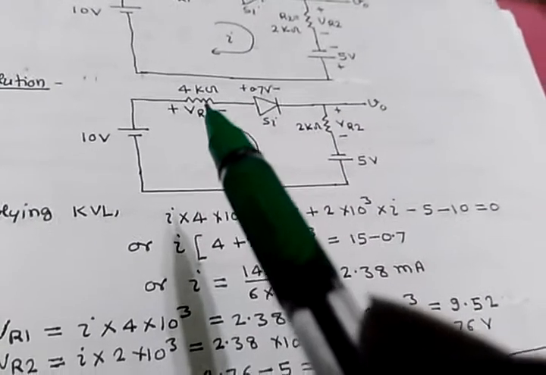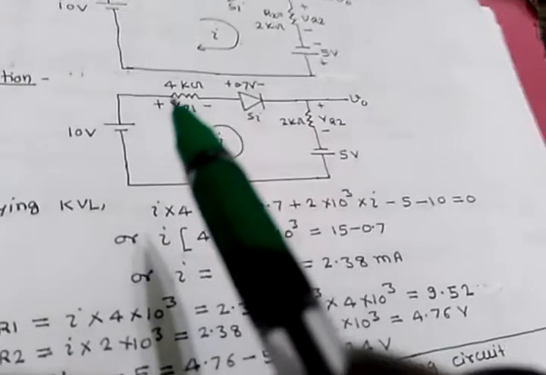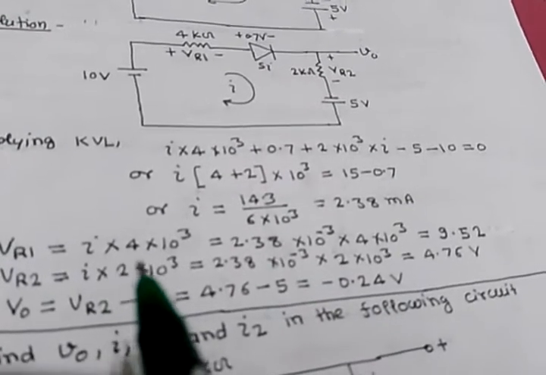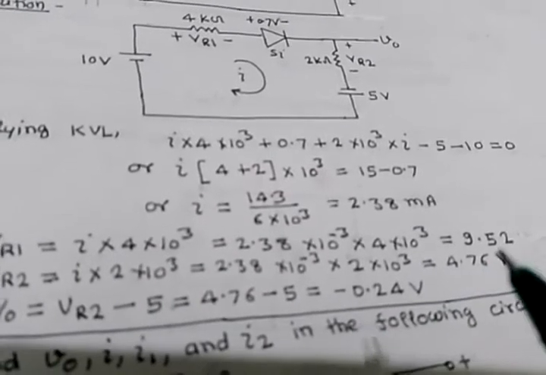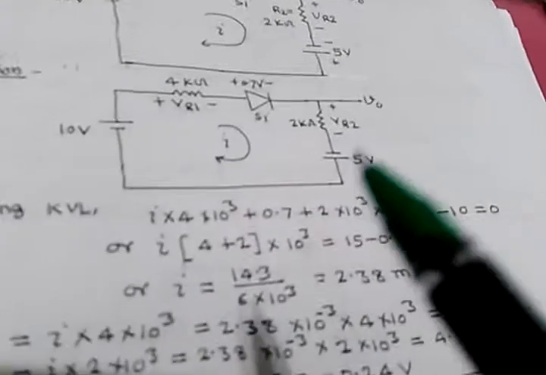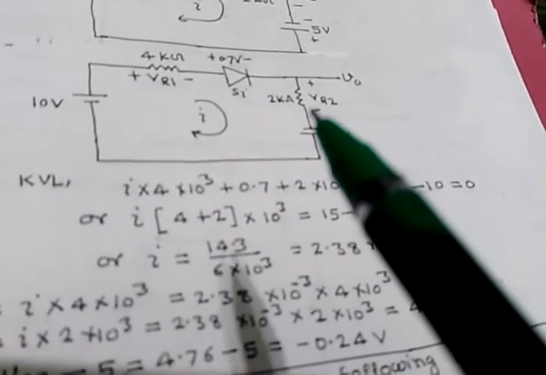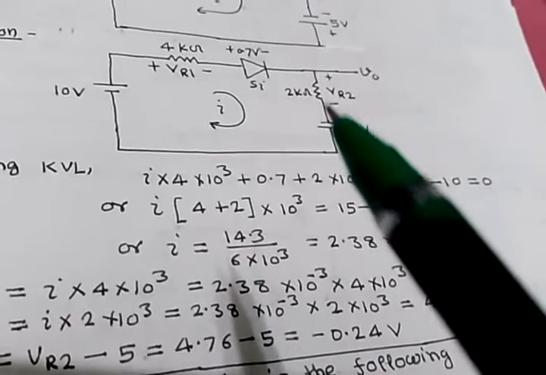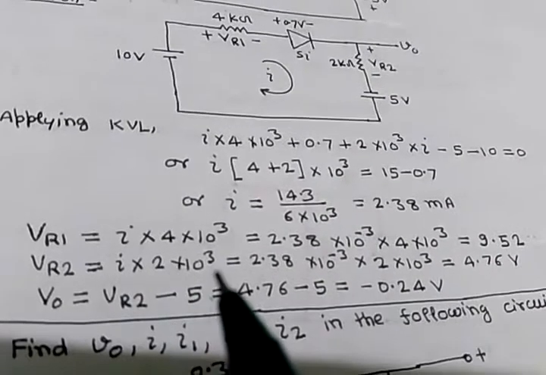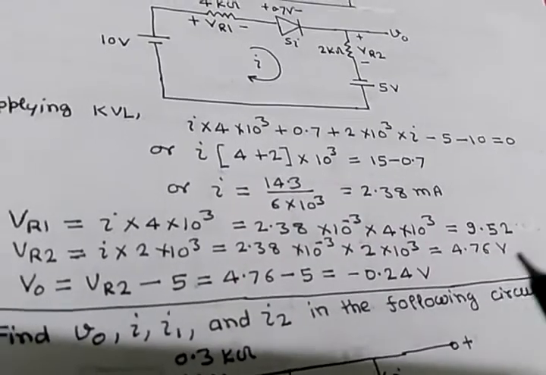Now we will find VR1, the voltage across the 4 kilo ohm resistance. It will be current I multiplied by the resistance value 4 kilo ohm. So VR1 equals I into 4 into 10 to the power 3. It will be 9.52 volt. Similarly, VR2, the voltage across the 2 kilo ohm resistor. We can also calculate it by multiplying current I with the resistance value of this resistor, 2 kilo ohm. So VR2 equals I into 2 into 10 to the power 3. It will be 4.76 volt.